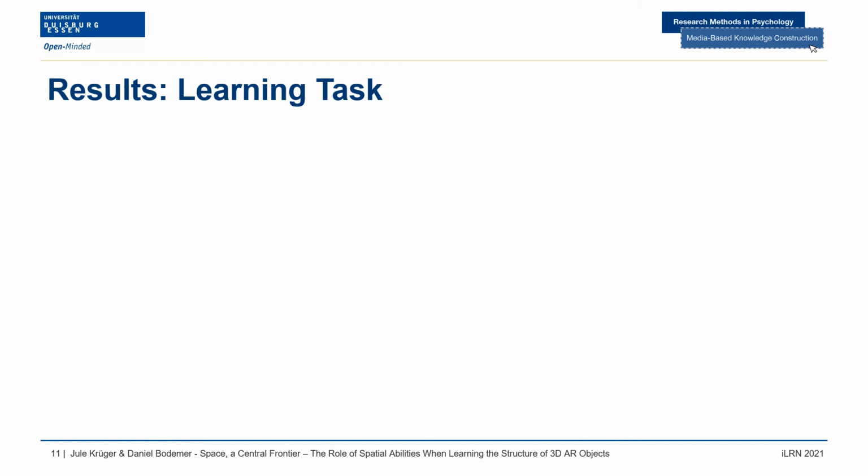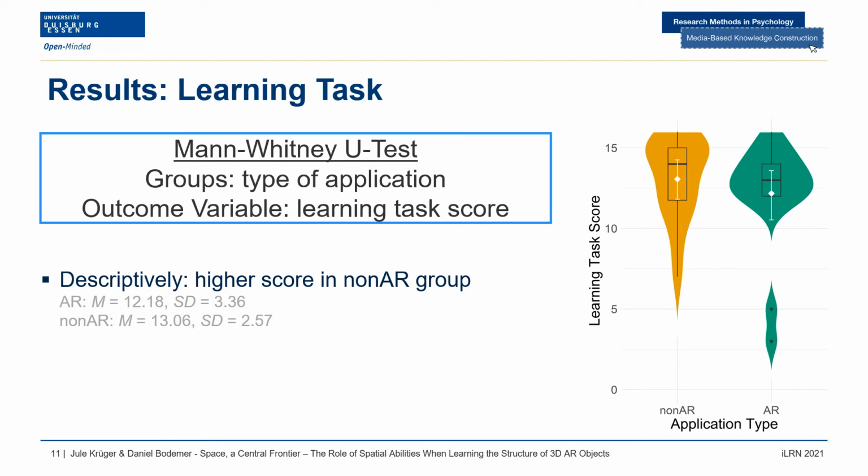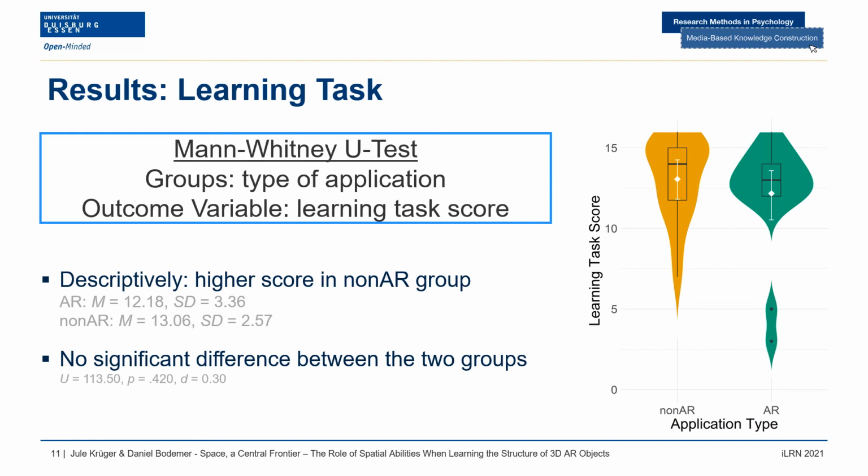To test how the different visualizations in general had an influence on learning task and knowledge test achievement, we tested for differences between the 2 groups. Descriptively and with a small effect size, the non-AR group, which is left in the figure, showed a higher task score, but in a Mann-Whitney U-test, which we used because we did not find the data to be normally distributed, no significant difference was found between the 2 groups.